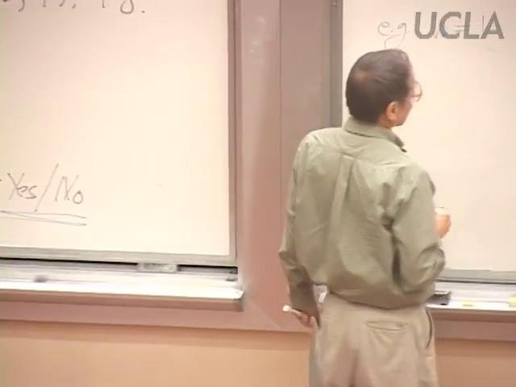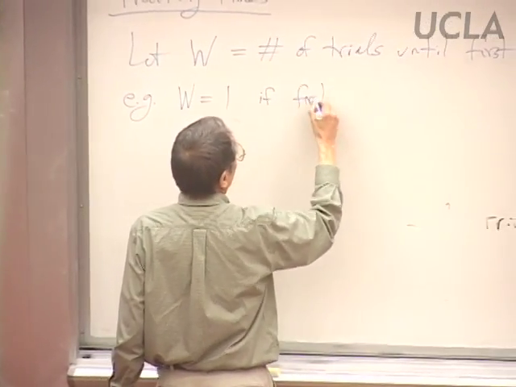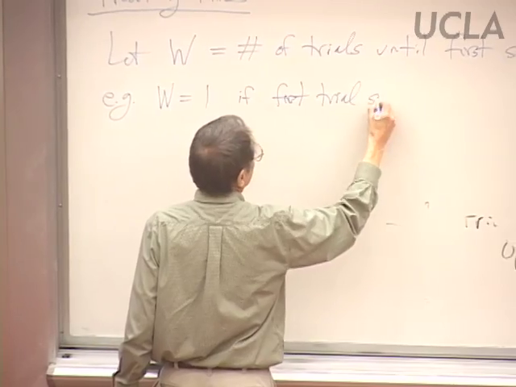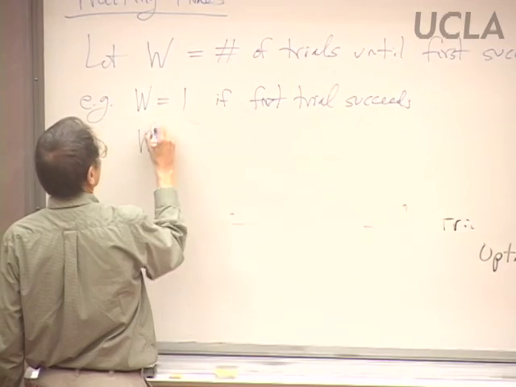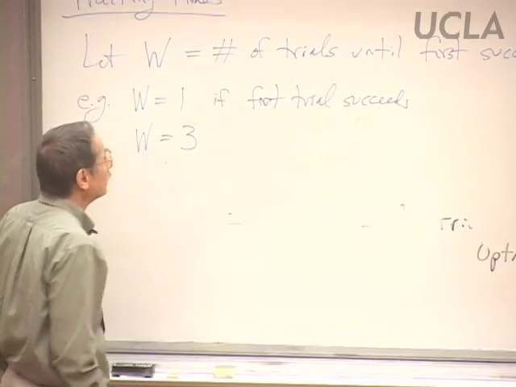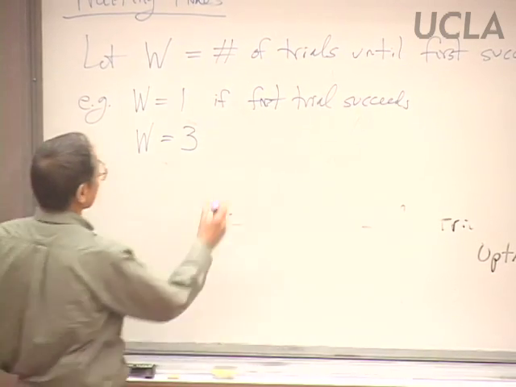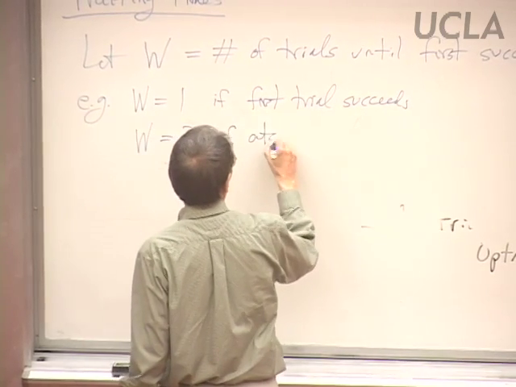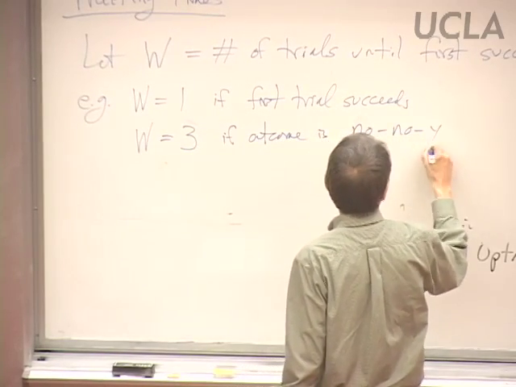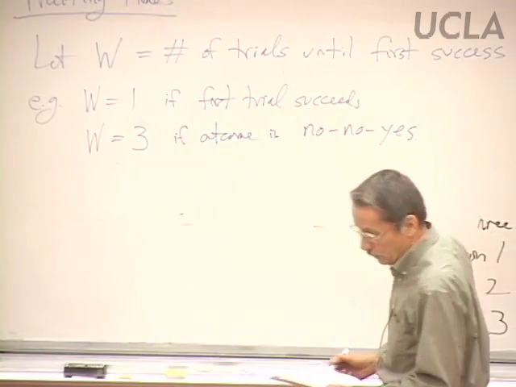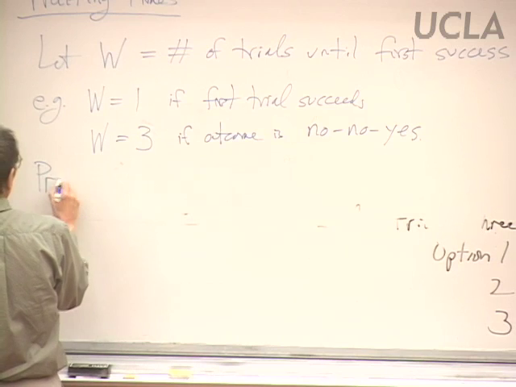So the smallest that W can be is 1. If the first trial succeeds, then we can stop right away. It's 3 if we get failure, failure, success. No, no, yes. Well, let's find the probability mass function.